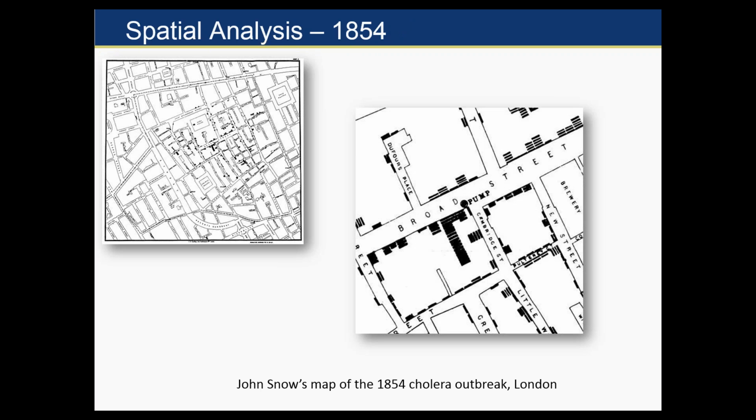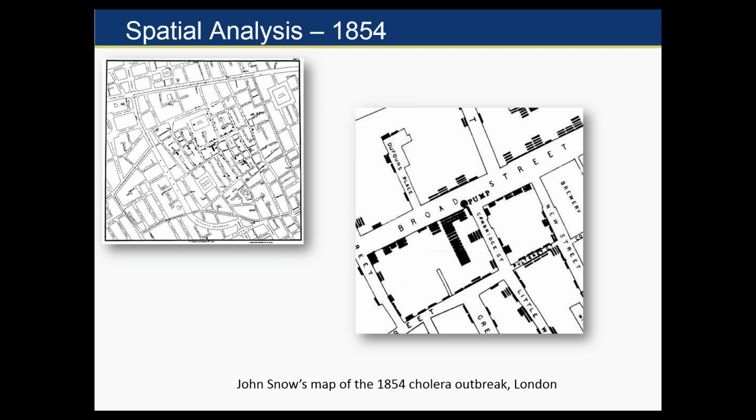Spatial analysis can arguably be said to have started back in the mid-1850s with John Snow's famous map, the cholera map. At the time, cholera was thought to be an airborne disease, and this map is showing London, England. People might have heard about the Broad Street pump. People were getting sick of cholera in this region, and it was clustering a lot.